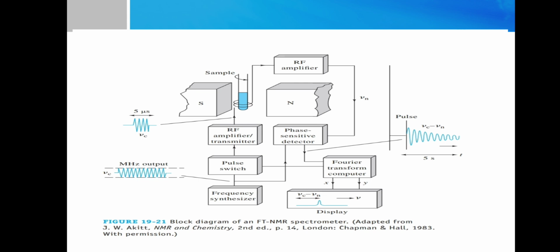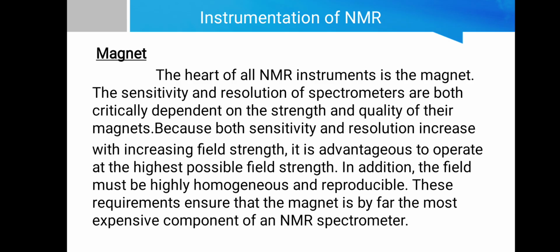So this is the pictorial representation of the FT NMR: Fourier transform computer, pulse switch, frequency synthesizer, RF amplifier, phase sensitive detector, RF amplifier. So these are the diagrams.